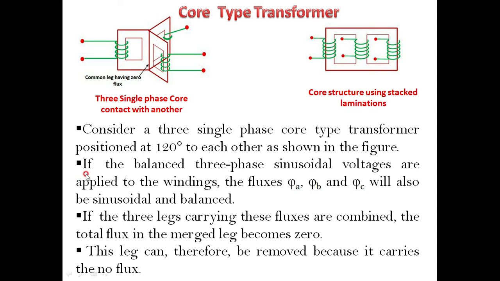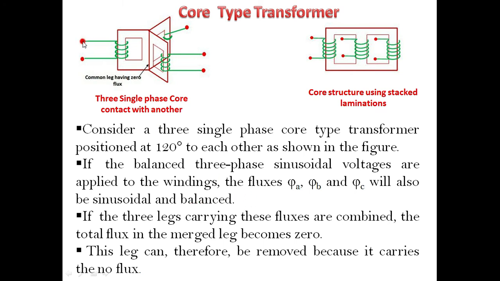Consider 3 single-phase core type transformers positioned at 120 degrees electrical to each other as shown in the figure. Okay, there are 3 windings wound on 3 limbs 120 degrees apart. If balanced 3-phase sinusoidal voltages are applied to the windings, then flux phi A, phi B and phi C will also be sinusoidal and balanced.